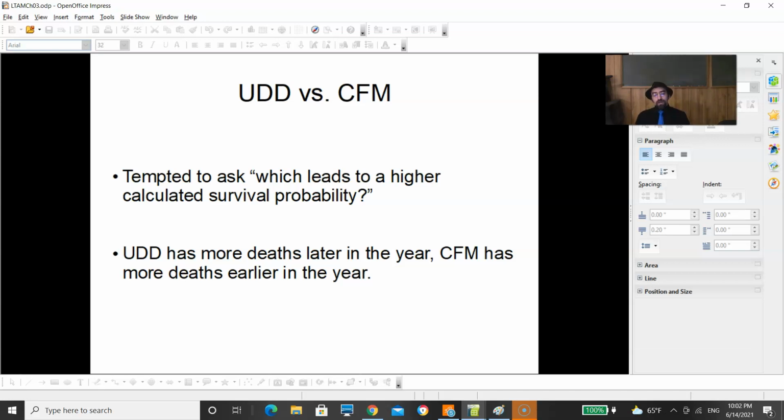But UDD has a level number of deaths per year. CFM has more deaths earlier in the year and fewer deaths later in the year, which means comparatively it's as if UDD has more deaths. So UDD has more deaths than CFM does later in the year. And so if you're going from the end of a whole year to a fractional year, then UDD is more optimistic. If you're going from a fractional year to a whole year, CFM is more optimistic.